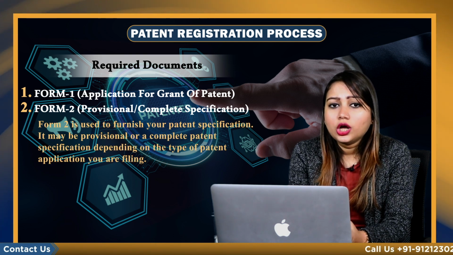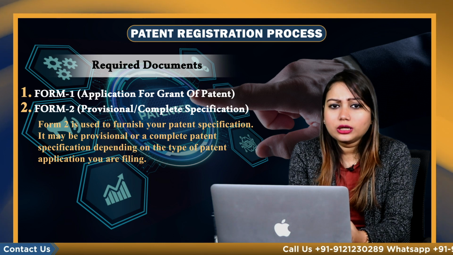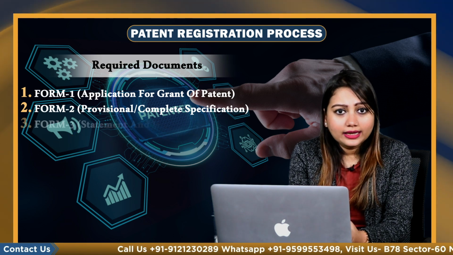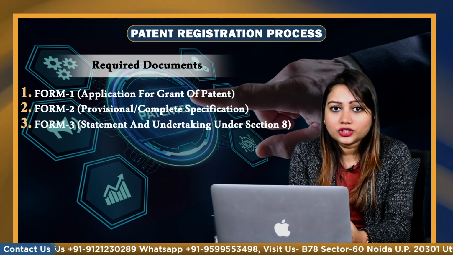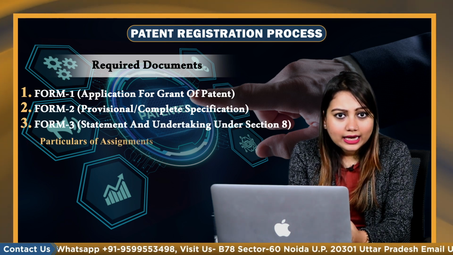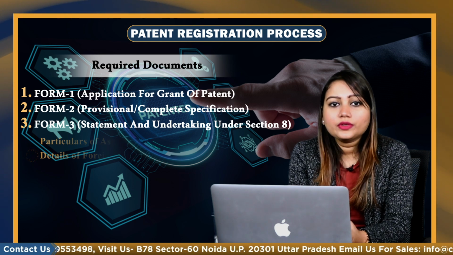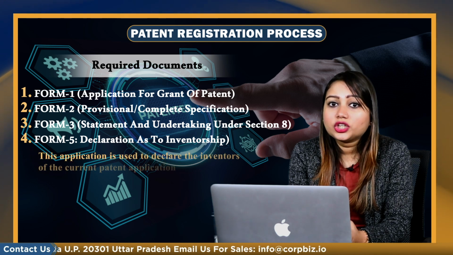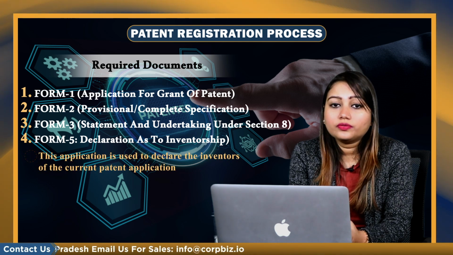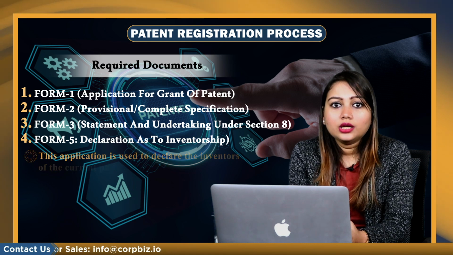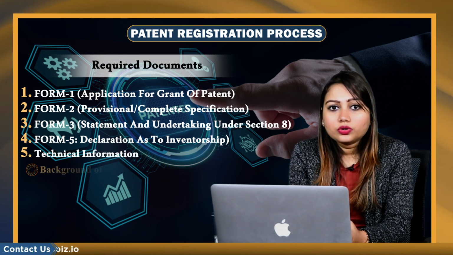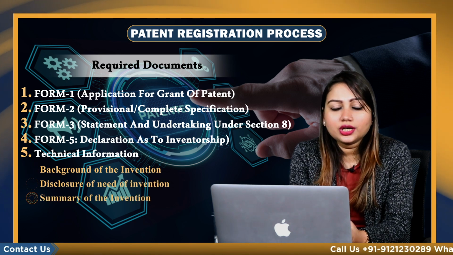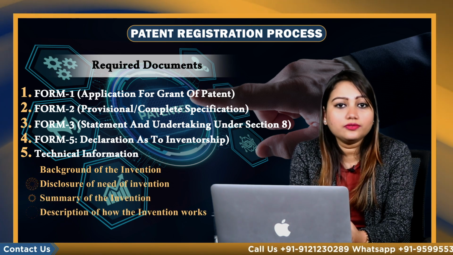It may be provisional or complete patent specification depending on the type of the patent application you are filing. For Form 3, that is statement and undertaking under Section 8, the particulars of assignments, details of foreign filing. For Form 5, which is a declaration as to inventorship, this application is used to declare the inventors of the current patent application. For technical information, background of the invention, disclosure of the need of the invention, summary of the invention, description of how the invention works.